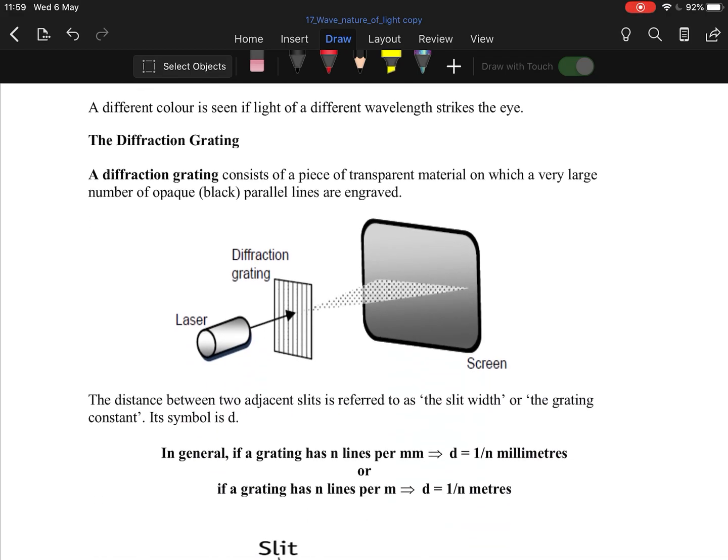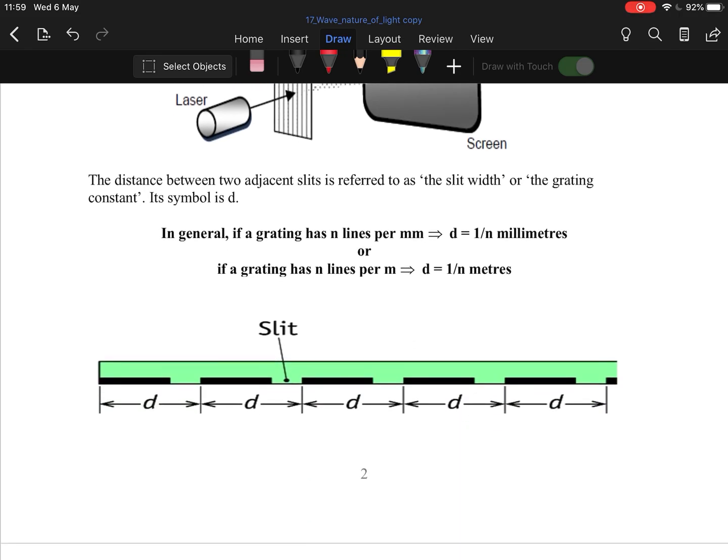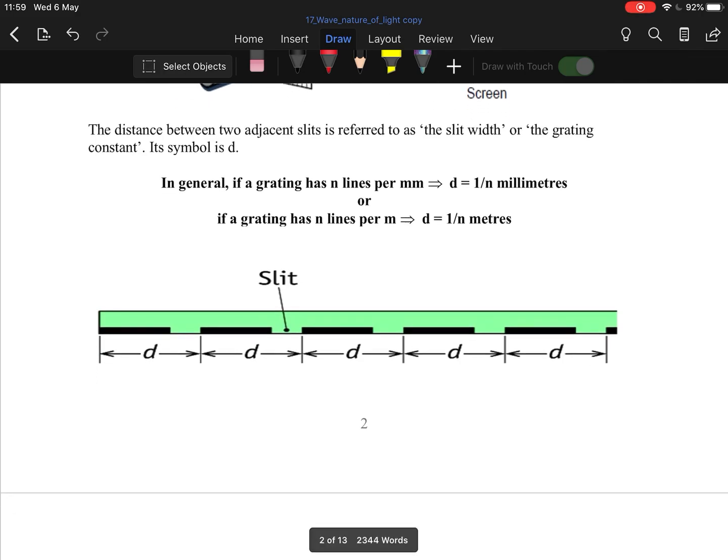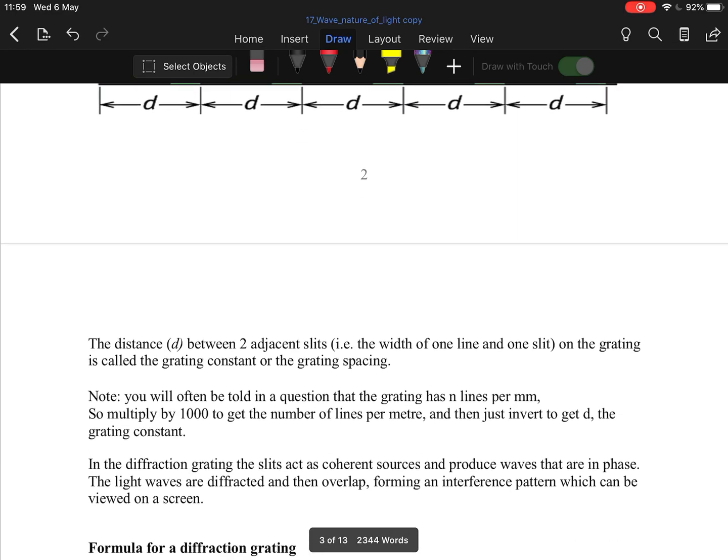The diffraction grating, this is important. How the diffraction grating works: it's a piece of transparent material with a huge number of opaque or black parallel lines engraved in it. This is to keep the slit width small, because light has a small wavelength. And the only way to cause the interference pattern is we need to get it the same size as the wavelength. So, generally, they're going to give you lines per millimeter, which you need to convert to lines per meter, and I'm going to show you how to do that.